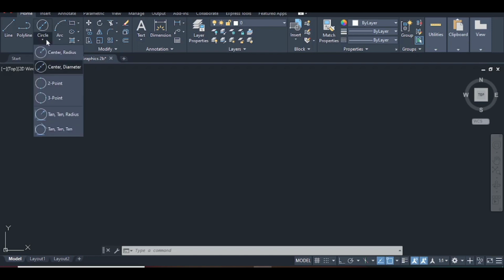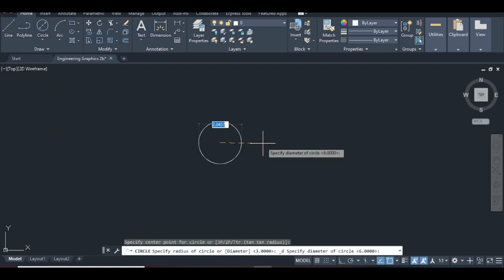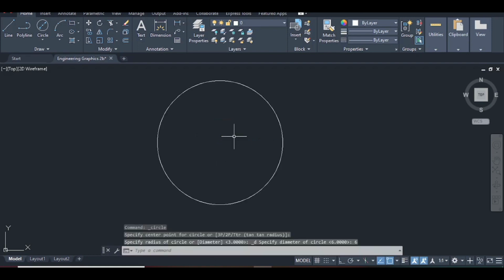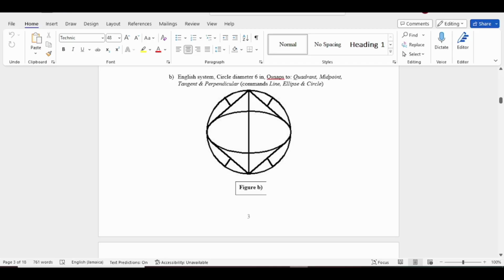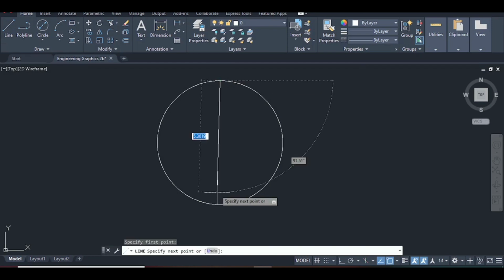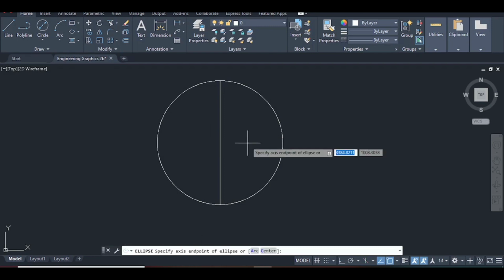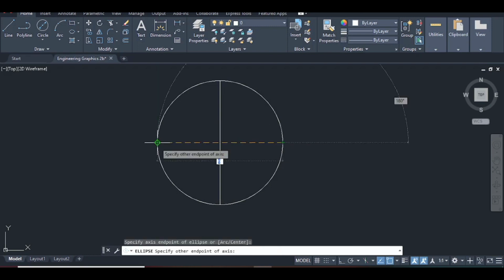So go in circle that center diameter 6. Then you have a vertical line joining the top and bottom quadrant. Then use ellipse, axis end ellipse. So the endpoint of the ellipse should be this quadrant and the other endpoint this quadrant.